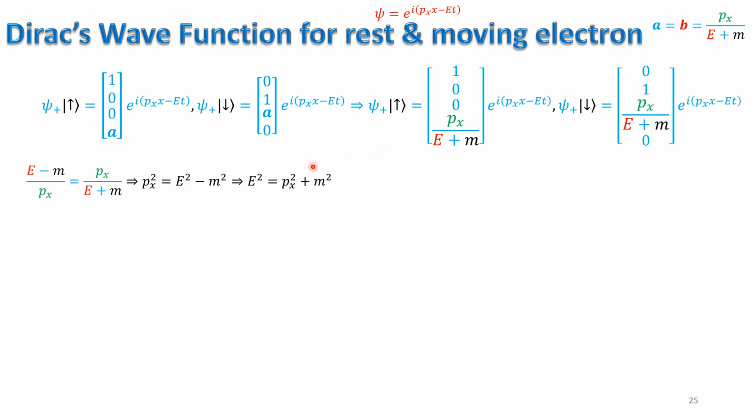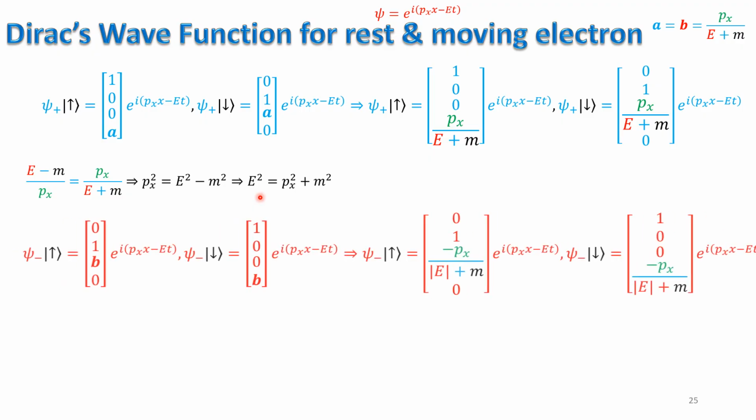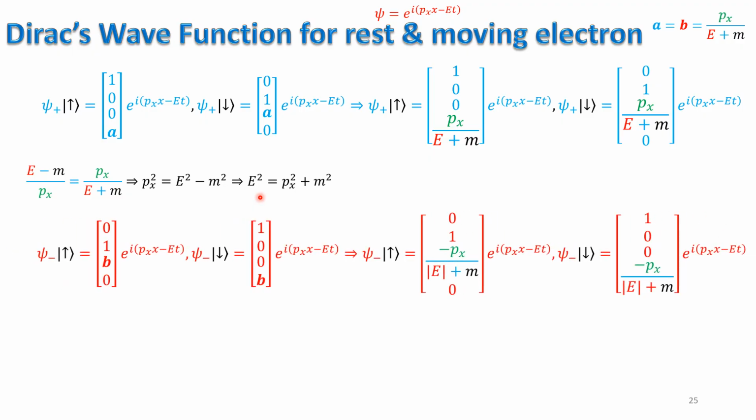Now E minus m upon px is equal to px upon E plus m. This offers basic mass shell equation, that is the relativistic energy equation with which we have started. So our equations are consistent.